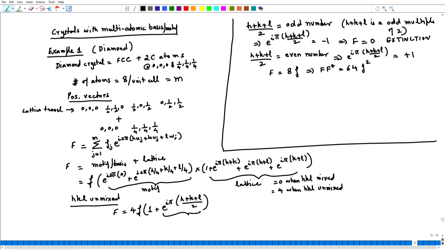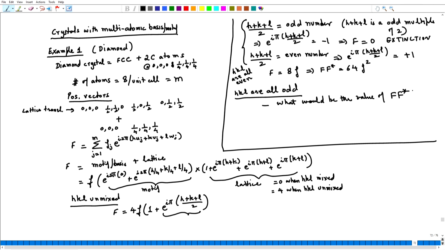So, in the unmixed case, I have specifically seen a situation, this specific situation, where necessarily h, k and L are all even. But you also have a situation when h, k and L are all odd. Now, in that case, (h plus k plus L) upon 2 would be a fraction, and I leave this to you to solve what would be the value of F star in the case when h, k and L are all odd.